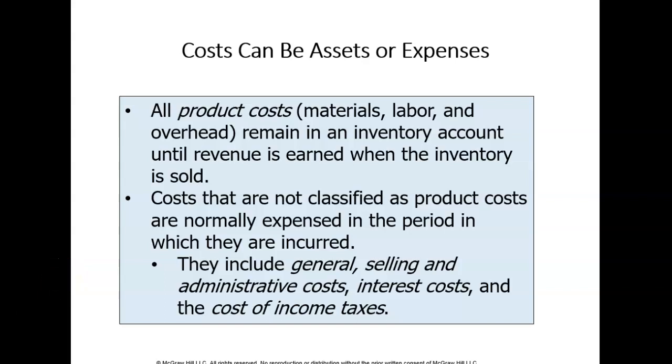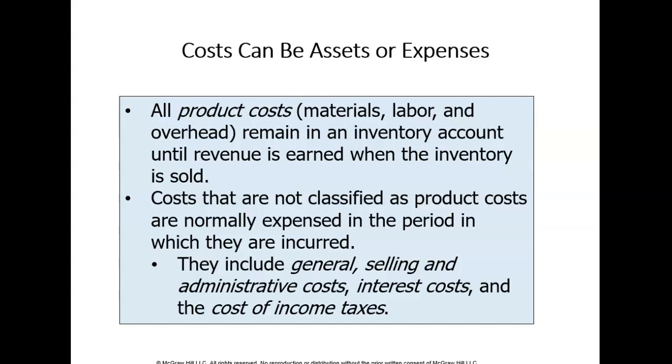And we're back. So we're now focused on the cost that deals with the finished goods inventory. Can those costs be shown as an asset or an expense? Let's begin with the product cost, the cost to actually make a product. That's your material cost, your labor cost, and overhead. These costs remain in the inventory account, an asset, until revenue is earned when the inventory is sold.